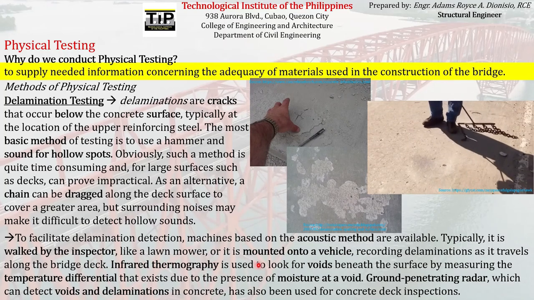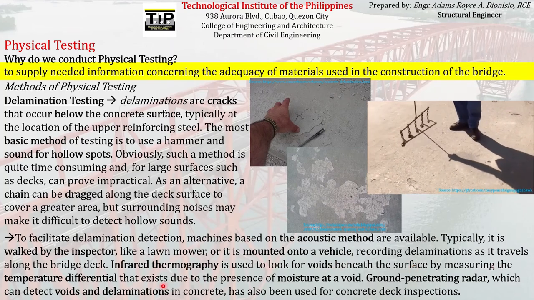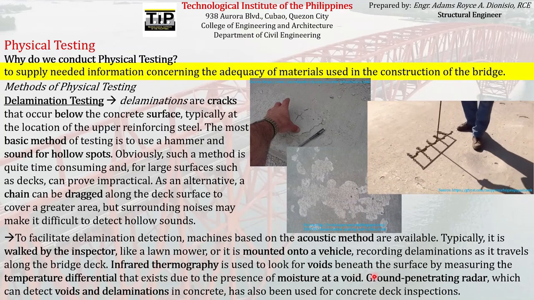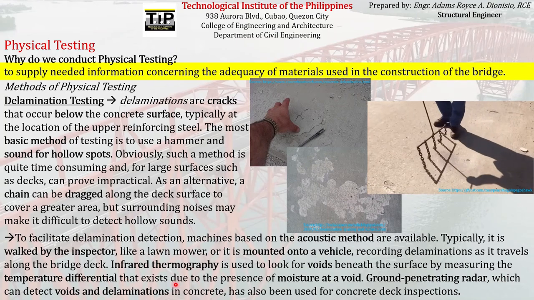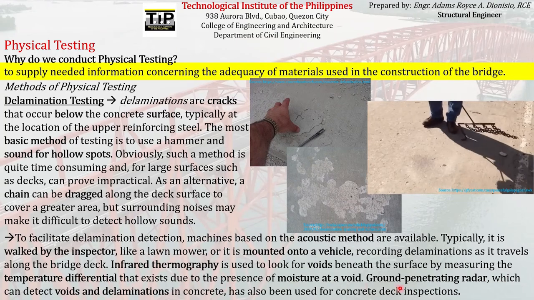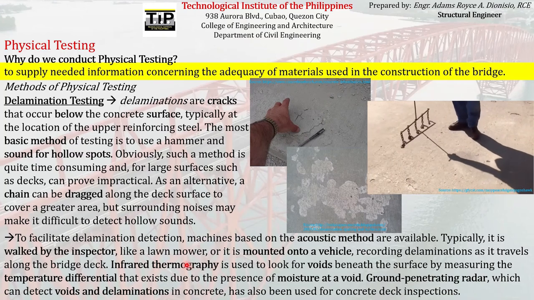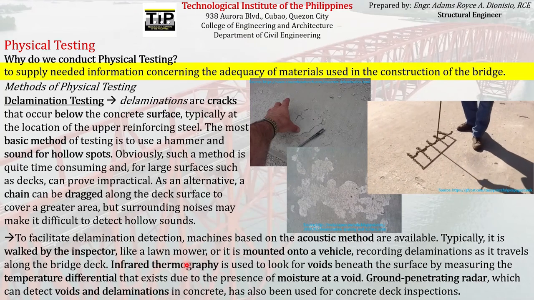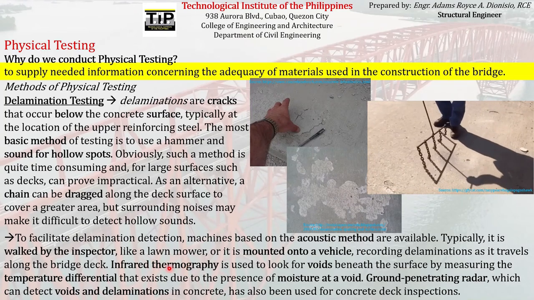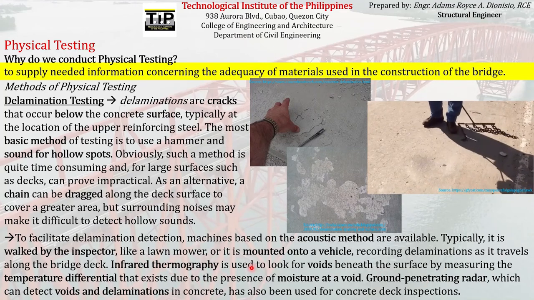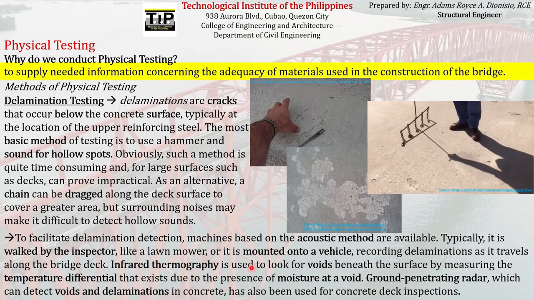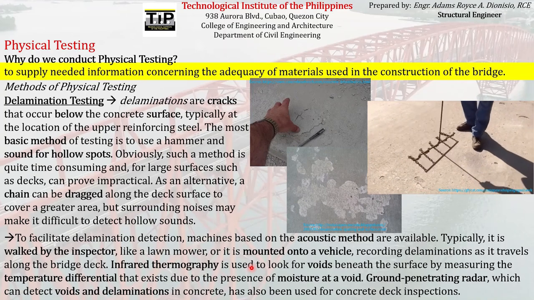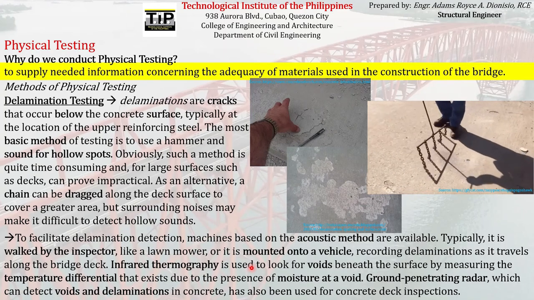Infrared thermography is used to look for voids beneath the surface by measuring the temperature differential that exists due to the presence of moisture at a void. Ground penetrating radar, which can detect voids and delaminations in concrete, has also been used for concrete deck inspections. So these are more of the modern technological advancements in the detection of delaminations. We can use infrared thermography or ground penetrating radar to detect voids beneath the concrete surface, because these voids can manifest that there are delaminations occurring beneath the concrete surface.